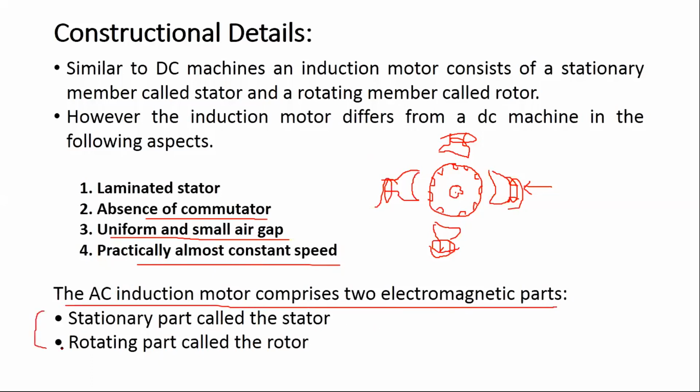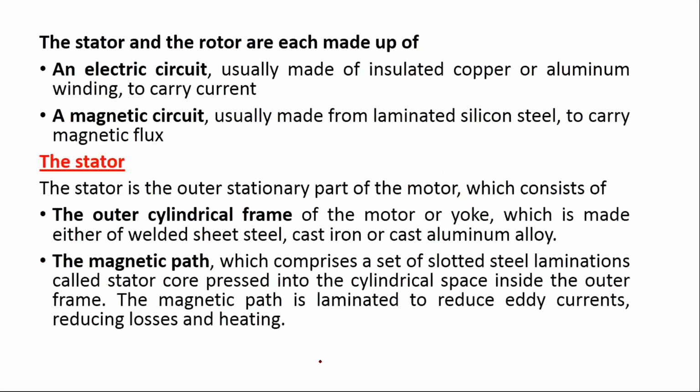So again the same thing is repeated. Both are electromagnetic here, stator as well as rotor, because like a DC motor, here also we have winding on the stator as well as on the rotor. In a DC motor also we have winding on the stator as well as on the rotor, right? Now stator and rotor are each made up of an electric circuit. So we have an electric circuit on the stator. We have a magnetic circuit on the stator as well as on the rotor.